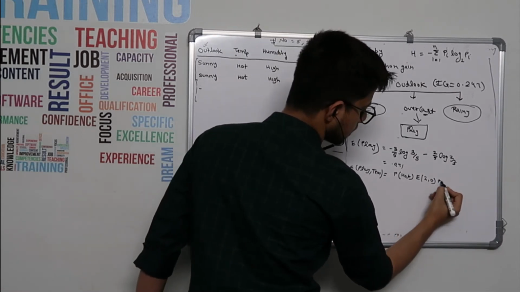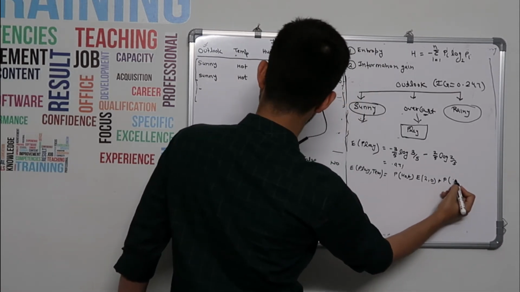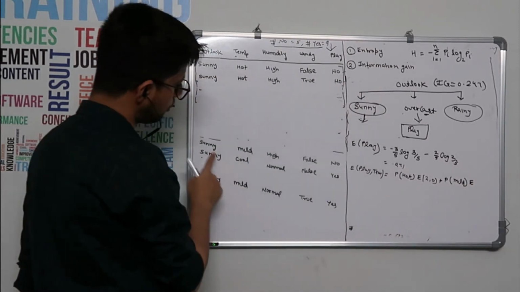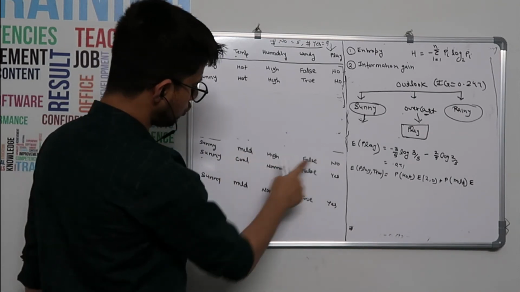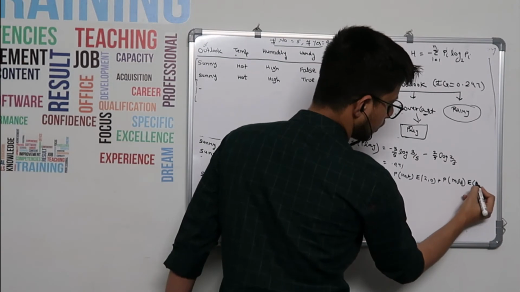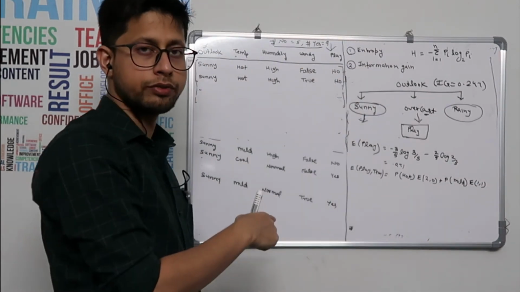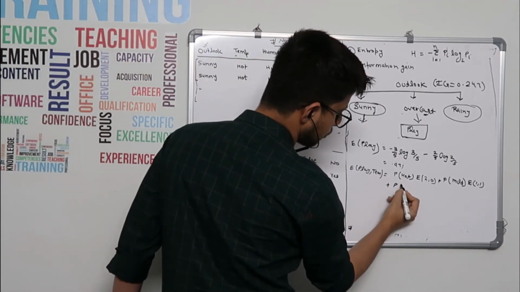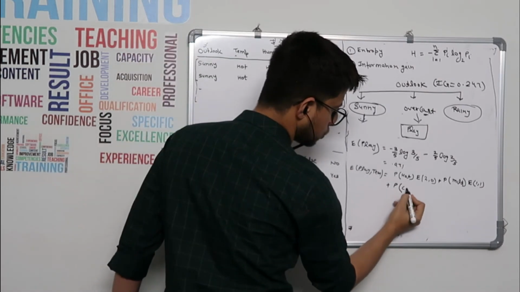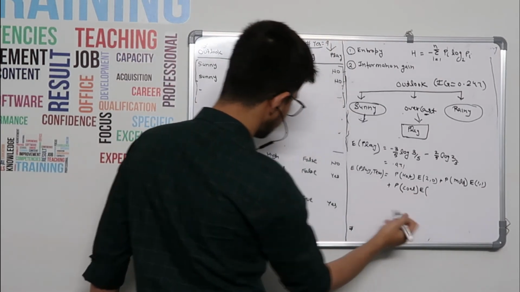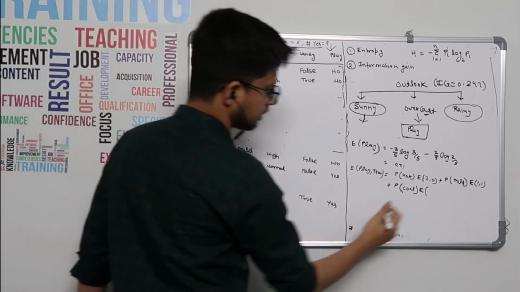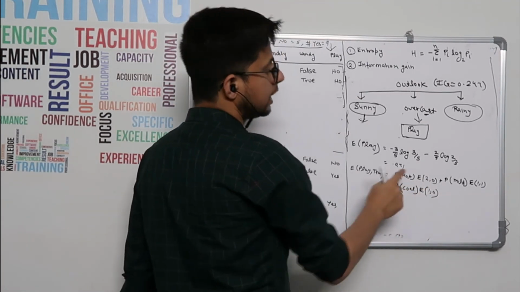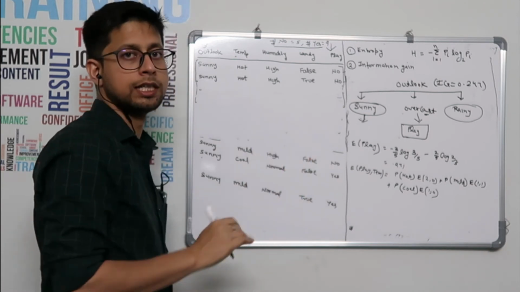So 2 comma 0, plus probability of the next one, which is mild, and then entropy with respect to mild. How many mild are there? 1 and 2. So 1 is no, 1 is yes. So it will be 1 comma 1. You can form the same table which we formed with respect to outlook. So a similar thing we are doing, plus probability of the remaining one, cool, and then entropy with respect to how many are cool? Only one, and it is yes. So 1 comma 0, correct?